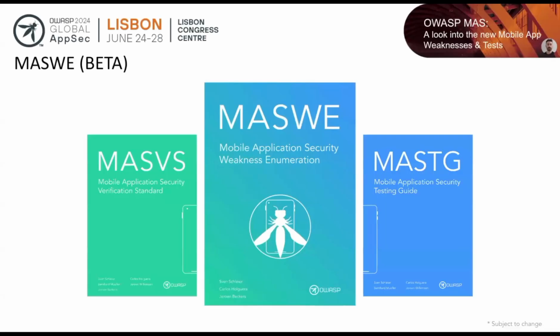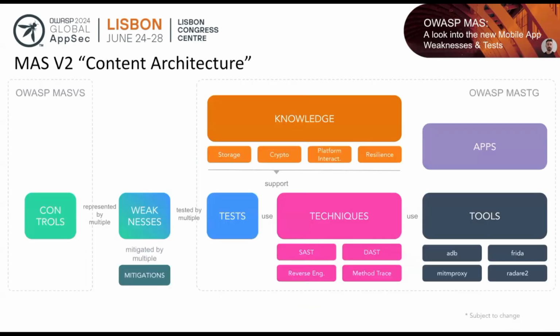So now we have the MASVS. Yes, we changed the color to green. The MASTG on the other side, and now the MASWE connecting everything together. As you're going to see, the new weaknesses are pretty similar to the CWEs. That's very intentional, as you will see in the structure. And this is great because now we can close this gap. As you know, the controls in the MASVS are very, very high level. Now we can get more specific, and then we can go to the tests to be even more specific.